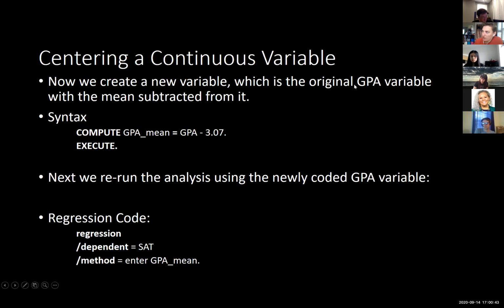So I'm going to create a new variable. It's a new GPA variable called GPA at the mean. And I'm taking the GPA variable and I'm subtracting 3.07 from everybody's score. And then I'm going to rerun the analysis using the new GPA variable. Don't worry about this regression code. This regression code is here for you later on once you've learned how to use it. You haven't learned how to use it yet, you'll learn tomorrow. Then you'll come back and get to use this code. For now, I just have it here so you can understand it later when you review your notes.